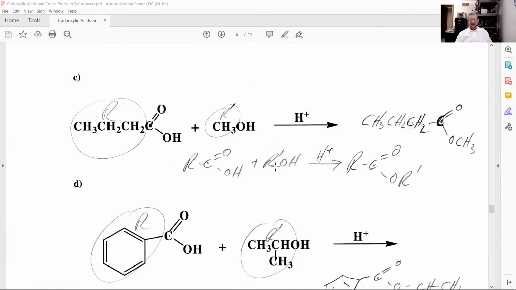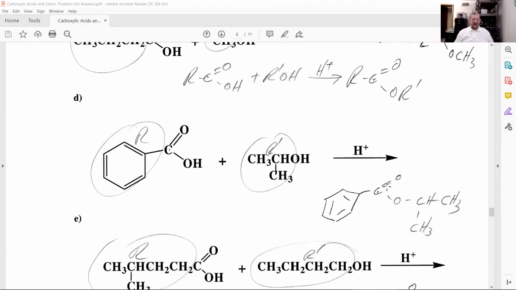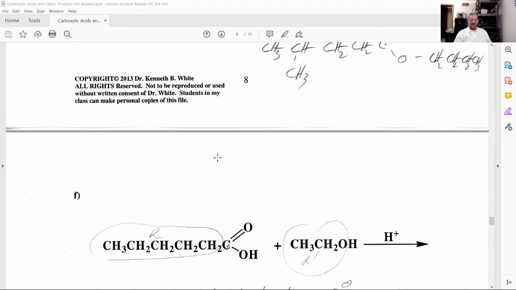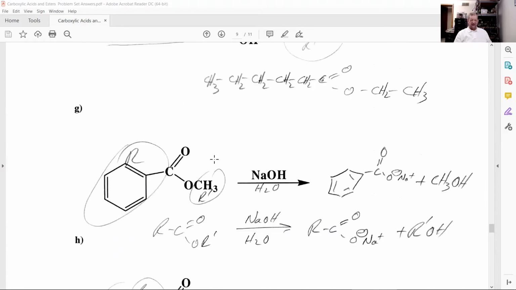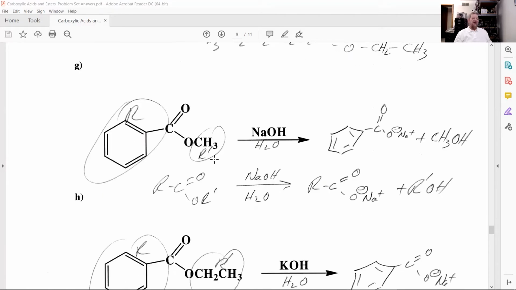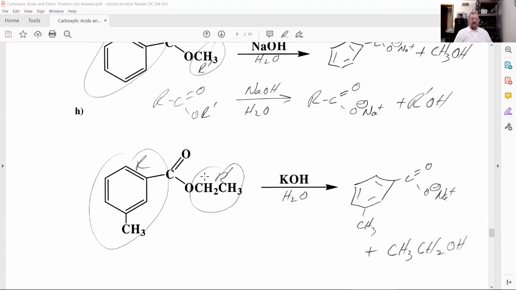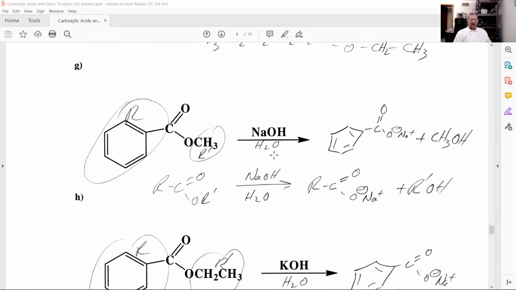Remember, the carbon in R prime with the hydroxyl group is the carbon in R prime in the ester that this oxygen is bonded to. And you see that in D. You have a carboxylic acid where R is the benzene ring. You have an alcohol where R prime is isopropyl, and you get this ester. And I have a number of other examples where I've just changed R and R prime. All right, now, if you take an ester, and let me check something real quick. All right, I have it out of order, but it's still there. I forgot to put the water down, but you still should have been able to do the problem.